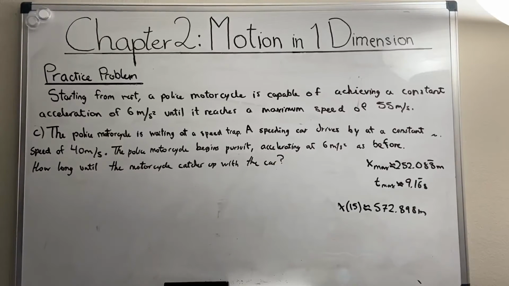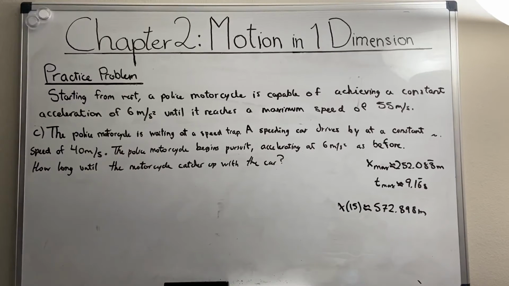They're giving extra context. The police motorcycle is waiting at a speed trap. A speeding car drives by at a constant speed of 40 meters per second. The motorcycle begins pursuit, accelerating at 6 meters per second squared as before. How long until the motorcycle catches up with the car? Well, at this point, this is actually a very odd question to answer. There aren't a lot of questions like this, but we need to start somewhere. What is the question really asking?